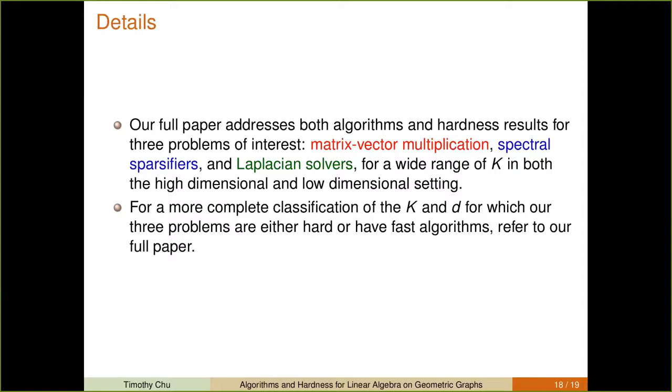We don't have a complete classification, but we actually have something pretty close to a complete classification. So for all three problems, and for a large suite of dimensions d, our paper tells you whether the problem is hard, aka takes roughly quadratic time, or whether it's easy, aka takes roughly linear time. Thank you very much. And I believe that's my 10 minutes for the short talk.